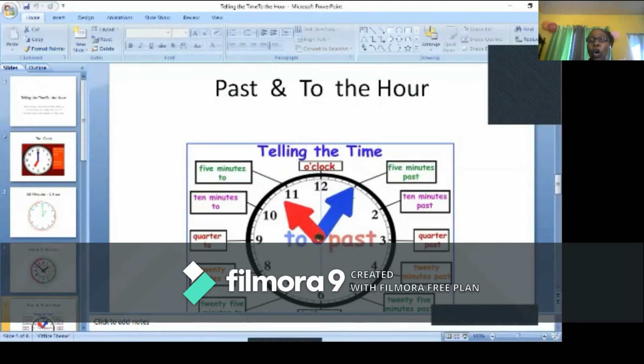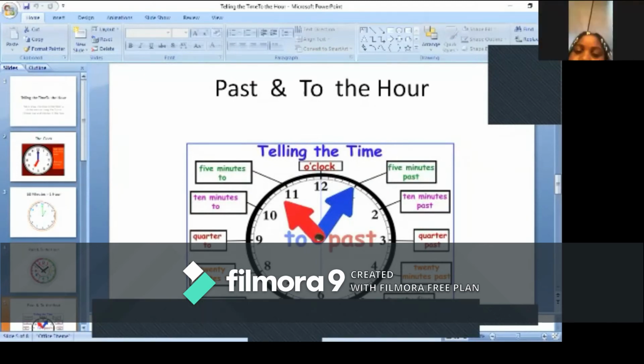When the long one reaches the 8, 20 minutes are left. That's what we just practiced. So it's 20 minutes to the next hour. When the long one reaches the 9, it is 15 minutes to or quarter to the next hour. When the long one reaches the 10, it's 10 minutes to the next hour because 10 minutes are left. When the long one reaches the 11, it's 5 minutes to the next hour because 5 minutes are left. And when the long one reaches the 12, we're going to say o'clock. That next hour would come up.